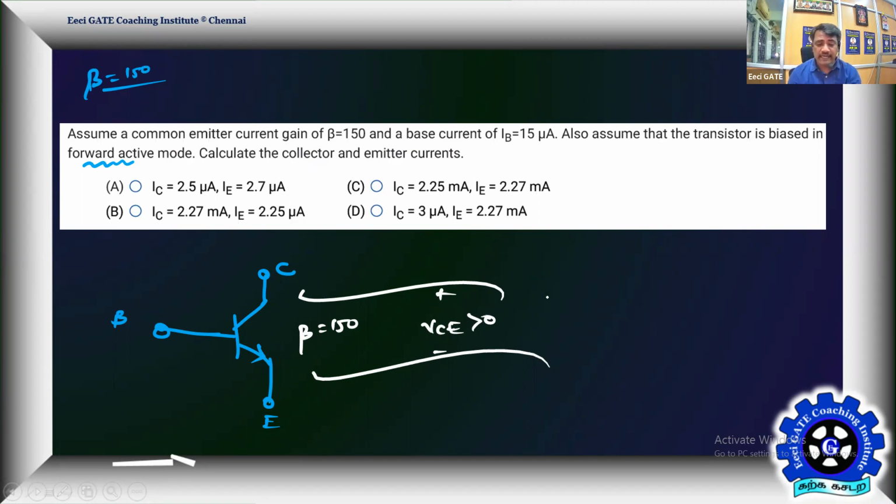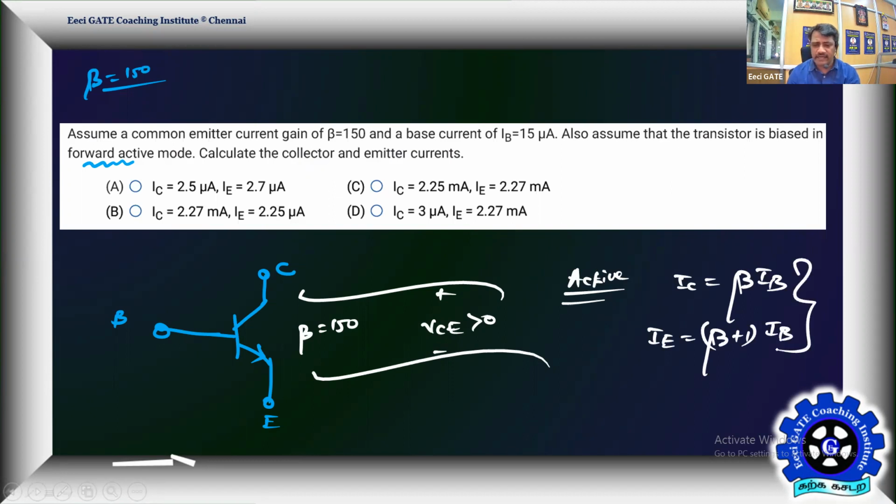Only under the active state of operation will it obey the linear current laws. What are the linear current laws? IC is equal to beta IB. One more, IE is equal to beta plus 1 times IB. Both are valid only under active state of operation. Beta is given anyway, so we can play with it depending on the data given.